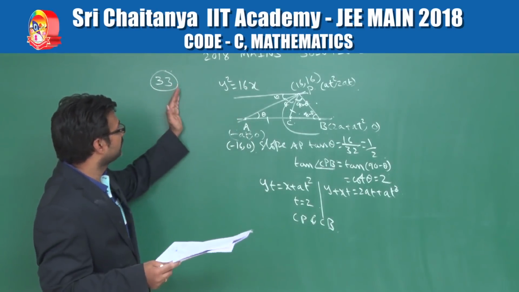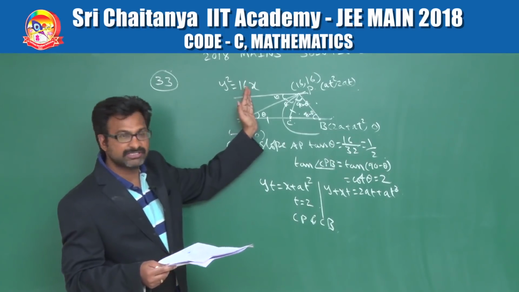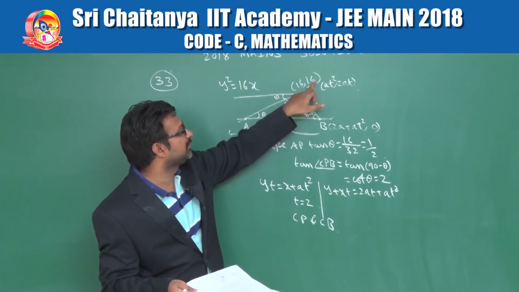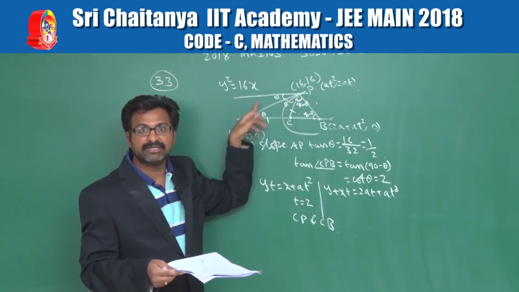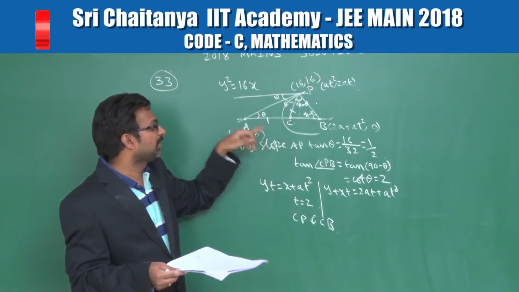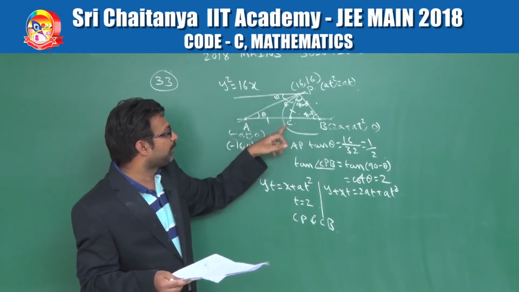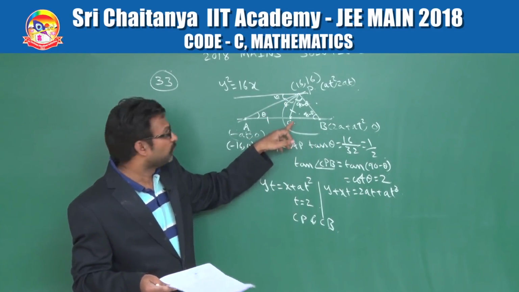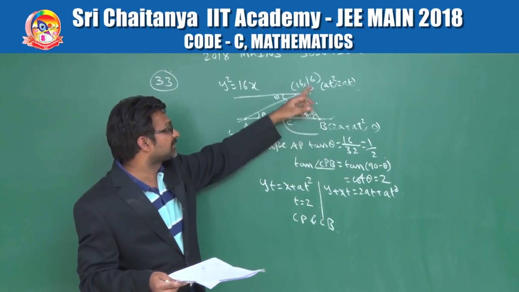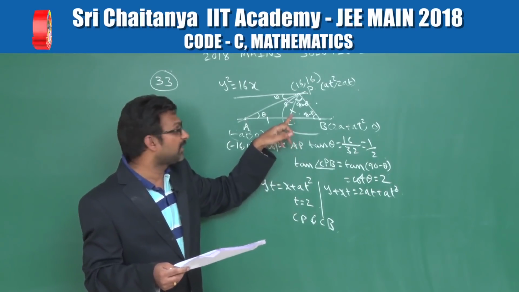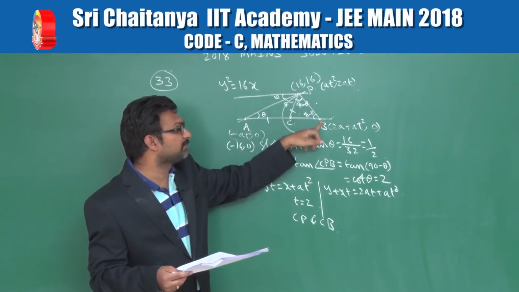So let us see question number 33. Y square equal to 16x is the given parabola. There is a point P (16, 16) from which tangent and normal are drawn to the parabola, intersecting the axis at A and B, and the midpoint of A and B is C, or else the circumcenter of triangle APB is C, and we want the tan of angle CPB.